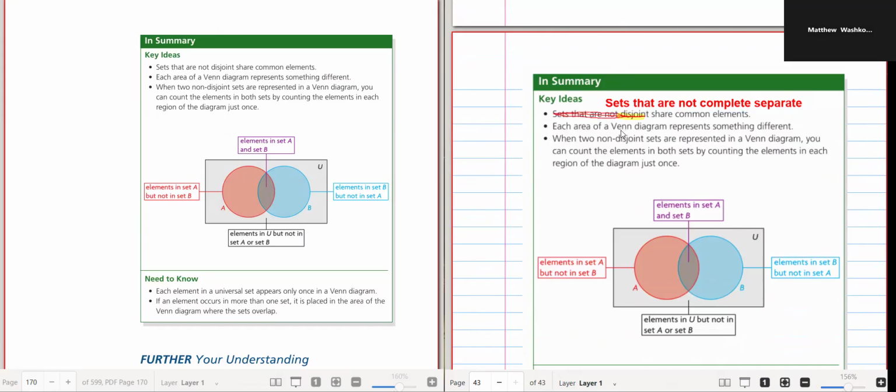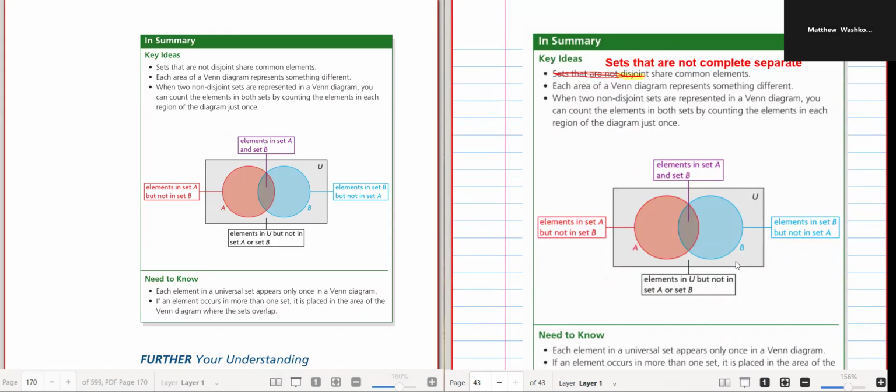Each area of the Venn diagram represents something different. And then when two non-disjoint sets are represented by a diagram, which means like these they have some overlap, you can count the elements in both sets by counting the elements in each region of the diagram just once. That's pretty fancy. Honestly, your eyes should be on the picture. If you understand the picture, you understand it logically, and that's all you need.